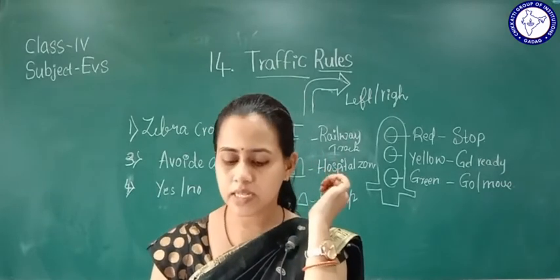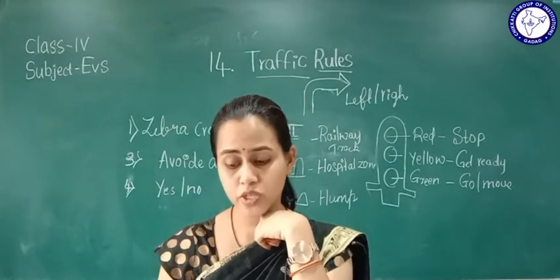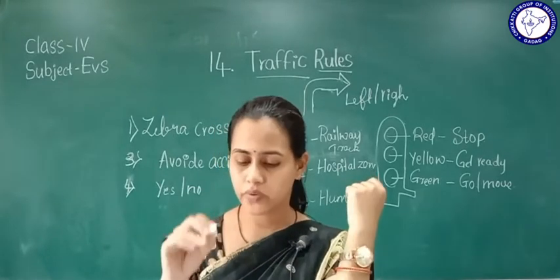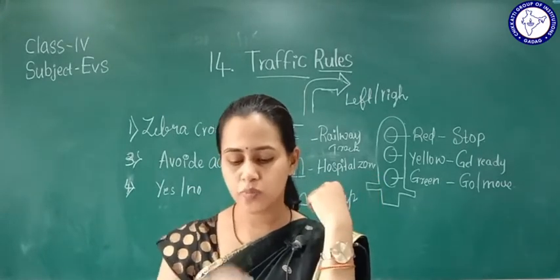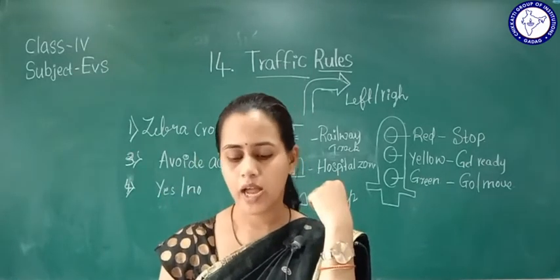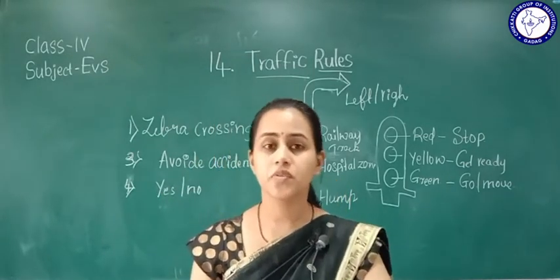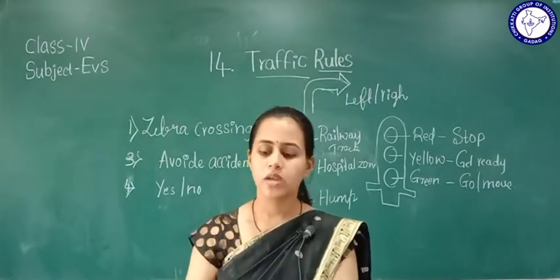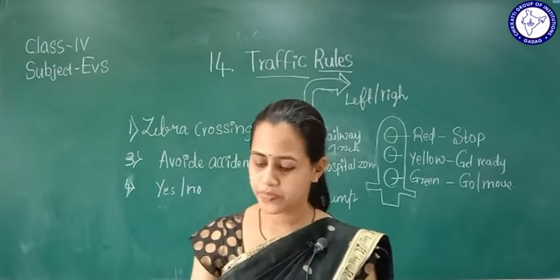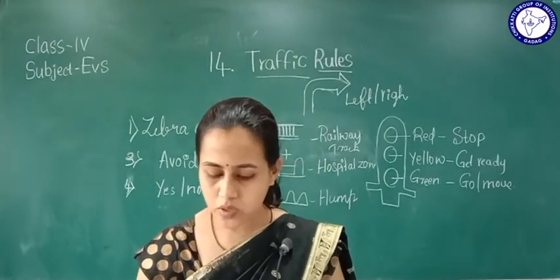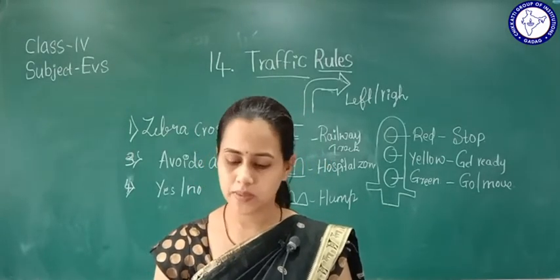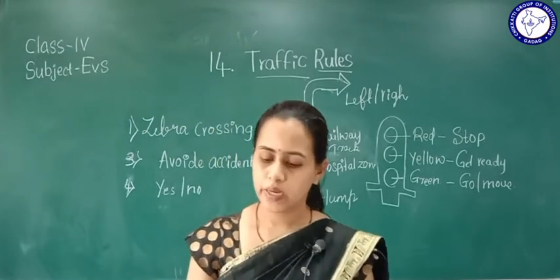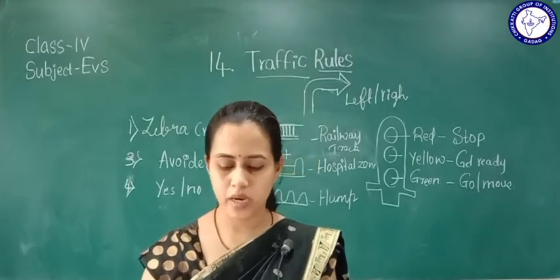Here is a list of traffic rules that pedestrians should follow. If it is right, put a right mark, and if it is wrong, put a cross mark and correct it, okay? So see the first one, I'll just read and explain it, okay? I'll provide you these notes, okay? Cross the road at zebra crossing. So is it correct? Yes, right? So you should put a right mark.